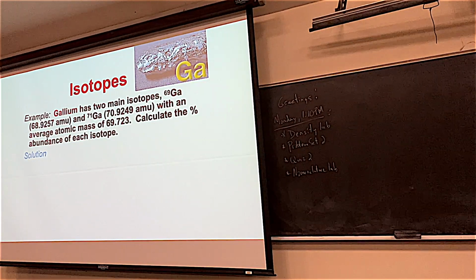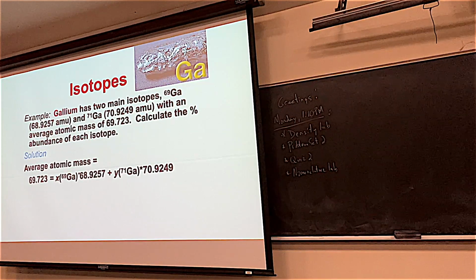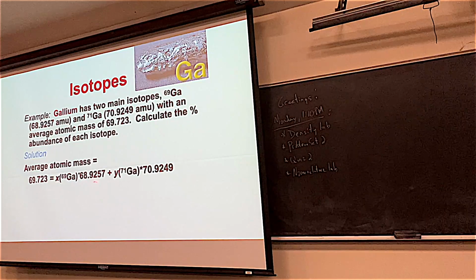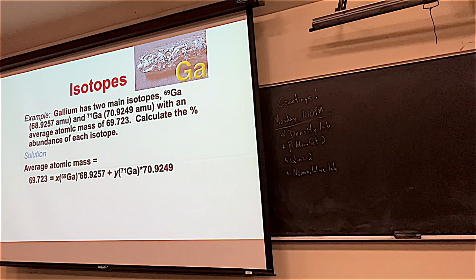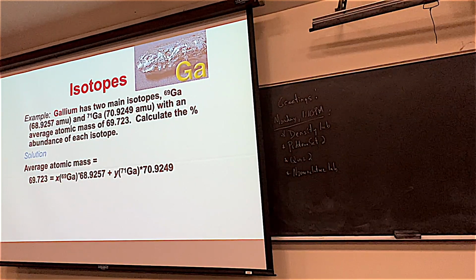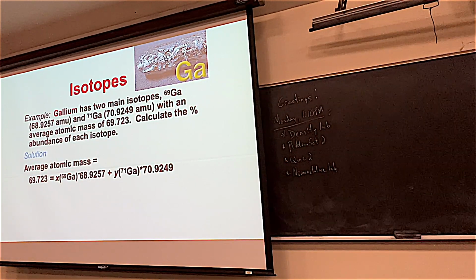If you've seen this before, you know how it works, but if you haven't, here's how this works. The average mass is what everything is equal to, 69.723. We don't know the abundance of gallium-69, but we know its mass. We don't know the abundance of gallium-71, but we know its mass. So you can see here in this kind of problem, we have two unknowns. We have an x and a y. And in math, it's very difficult to solve equations with two unknowns, right? If you have one unknown, you can solve for that x. But two unknowns is a little crazier.